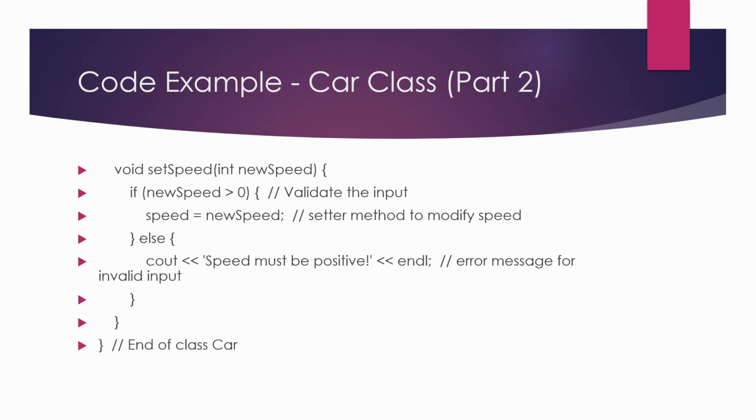Now we implement the setter method. This method checks if the new speed is positive before setting it. If it's not, it shows an error message. This illustrates how encapsulation helps control the flow of data and ensures data validation.